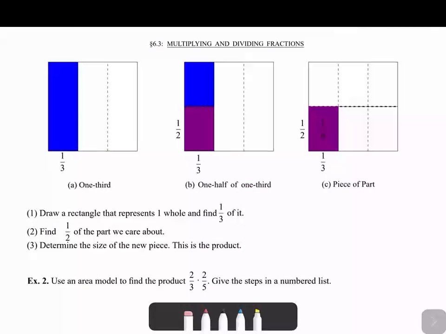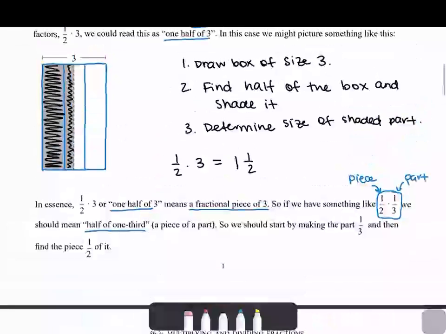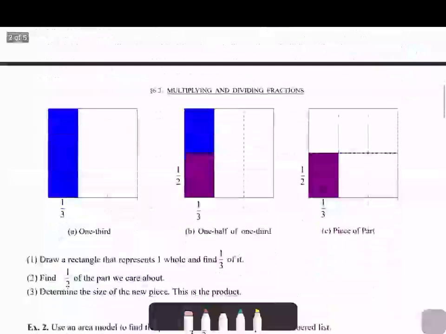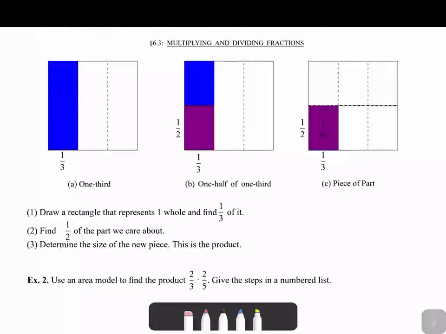So we are first going to draw a rectangle that represents one whole and find a third of it. This is going to mimic what we did up here in this example. And this is what's shaded in blue. Sorry, these should be A, B, and C to match the A, B, and C up there. Okay, so we drew a rectangle and found a third of it.